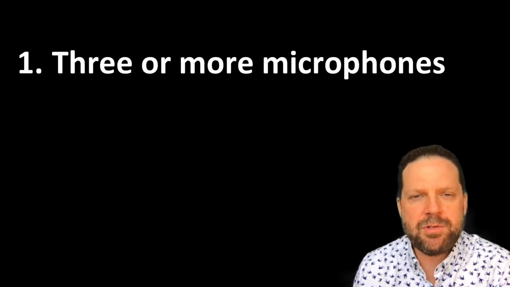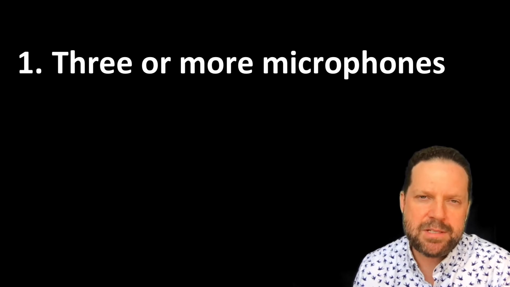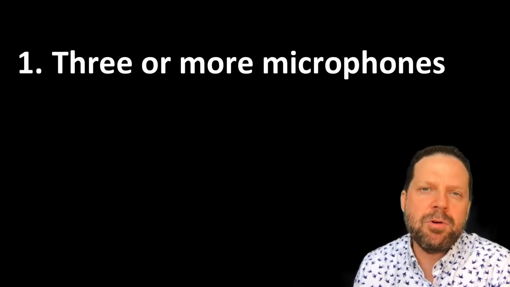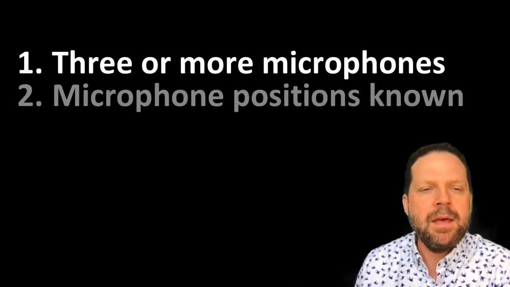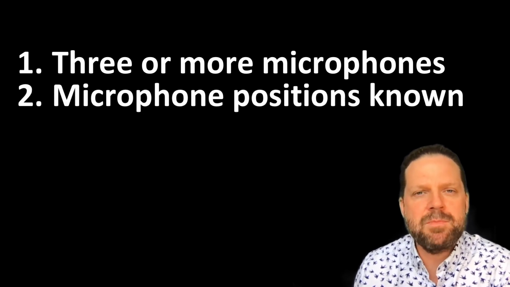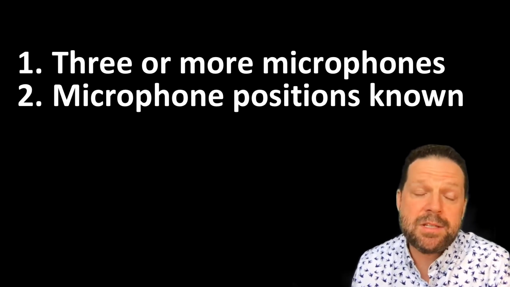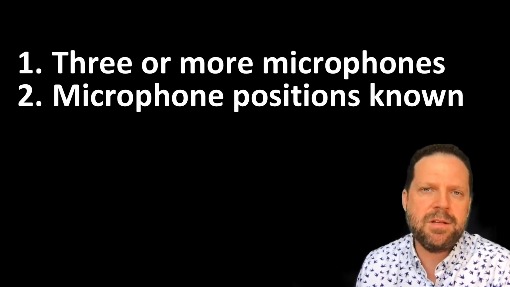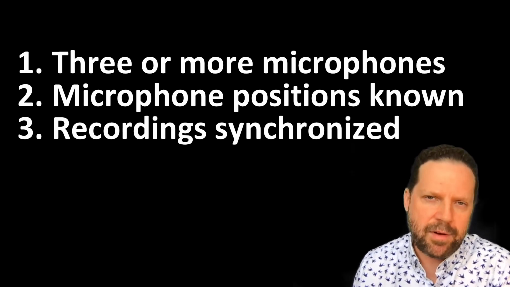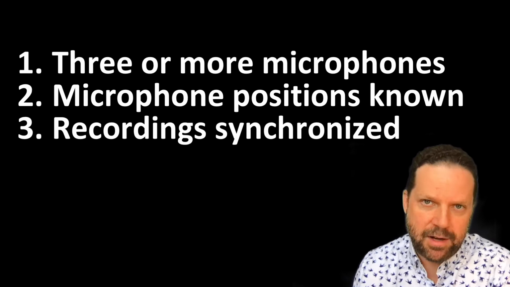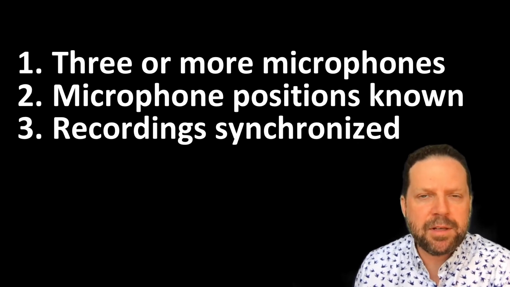This approach to triangulating animals has 3 requirements. First, a sound must be recorded by 3 or more microphones in order to triangulate. Second, the microphone positions must be known, and they must be known accurately. The accuracy with which you estimate an animal's position depends on the accuracy with which you sample the microphone locations. Finally, the recordings must be synchronized, and they must be synchronized perfectly.